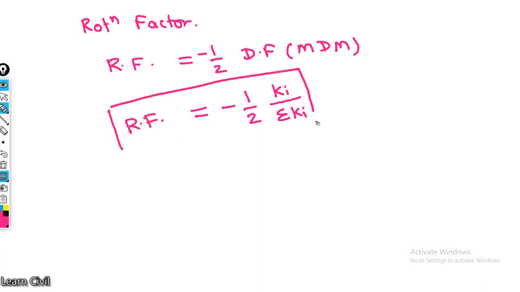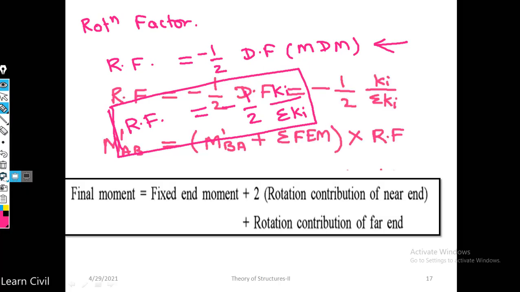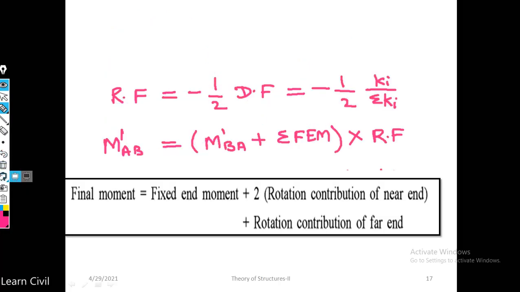This is the equation which is used for calculating the rotation factor. This rotation factor is equal to minus half of the distribution factor we have calculated in the moment distribution method. Again we have one more equation, that is the equation for calculation of the rotation contribution.